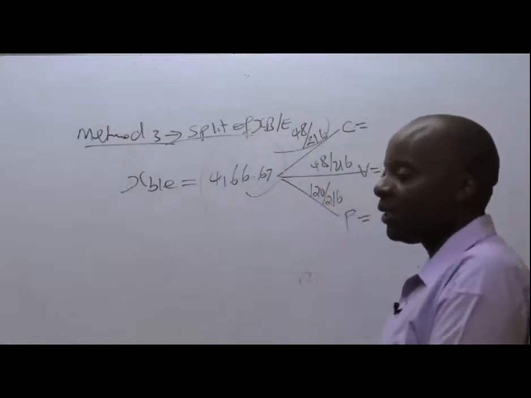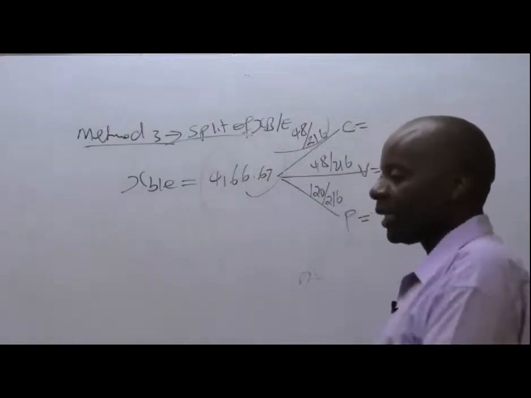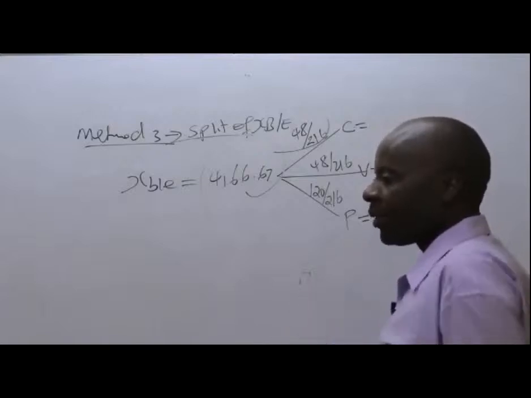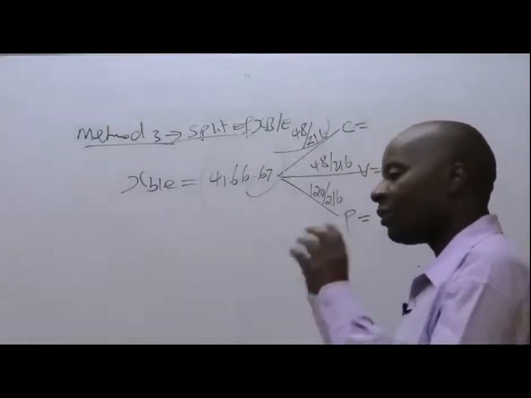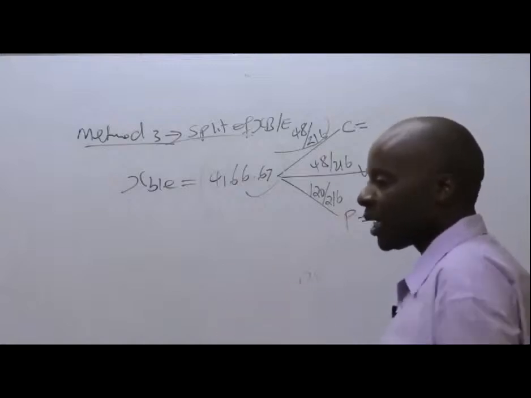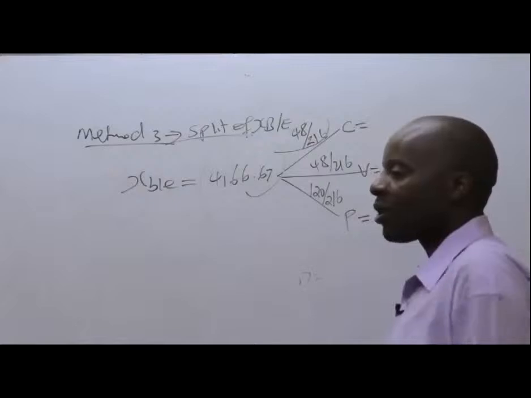You give me the quantity for C. Like now for May 2016, this is how it came. Where they told you to get X break even, and then you subdivide it into the various products.